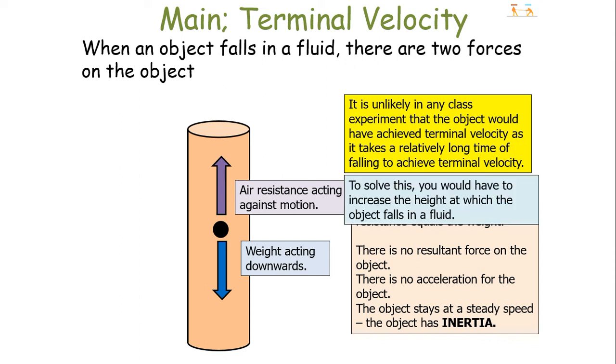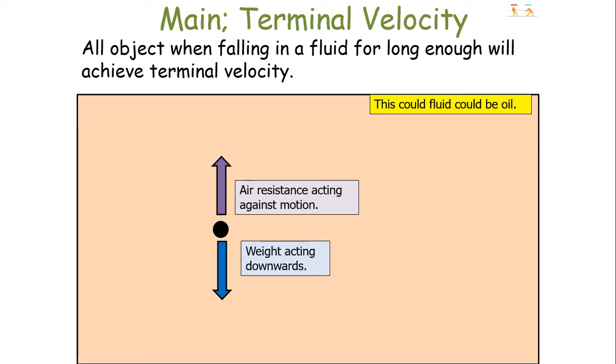Now, to solve this, you would have to increase the height from which the object falls in the fluid. So you would normally have to drop it from a very, very high distance for it to achieve terminal velocity in the fluid. In most classroom settings, you would never actually achieve terminal velocity. You will probably start to see that slowing down of acceleration in the classroom, but you're very unlikely to achieve terminal velocity. Now, just to clarify, it doesn't matter what fluid the object is in, if it falls for long enough, it will achieve terminal velocity.